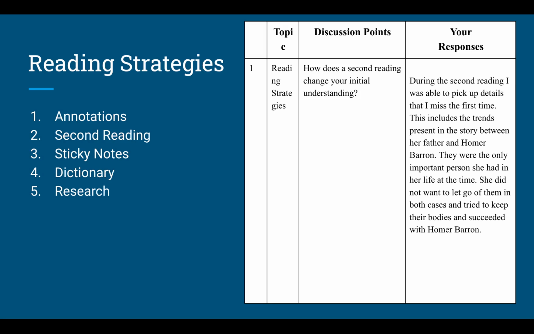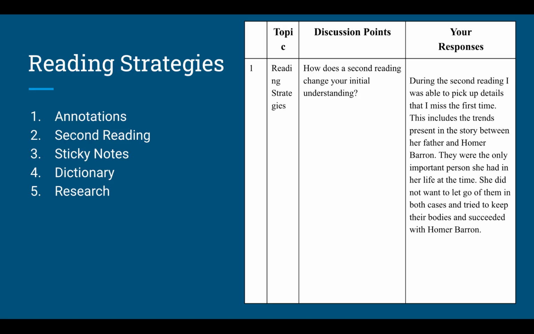As for a second reading, it furthers my understanding because there is always a new detail to be discovered that you may have missed the first time you read the story. The picture presented shows the second reading part of the reader response worksheet for the story A Rose for Emily. If I had not read it twice, I do not think that I would have recognized the distinct parallel between Emily's father and Homer Barron.